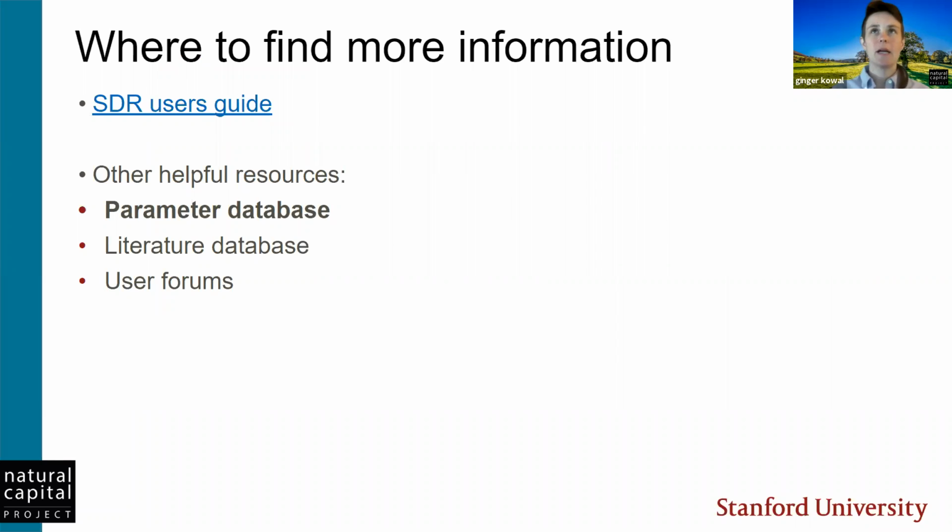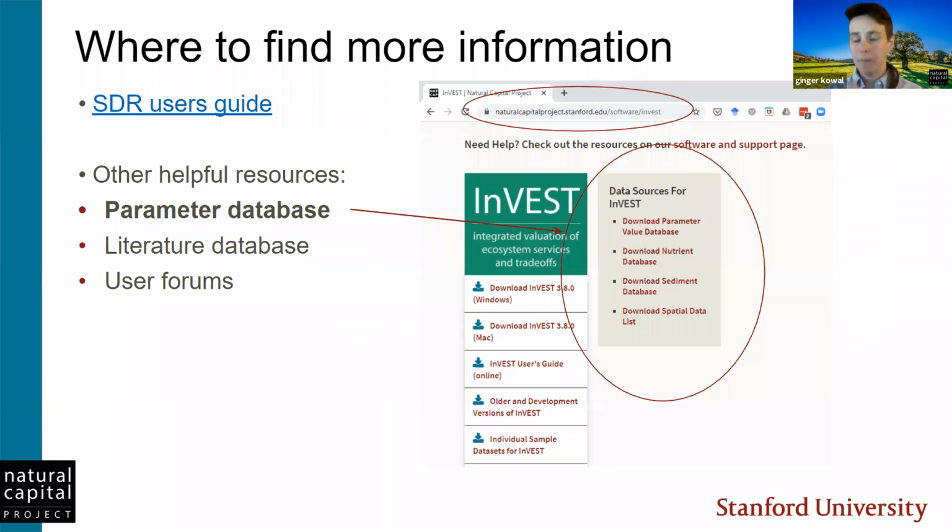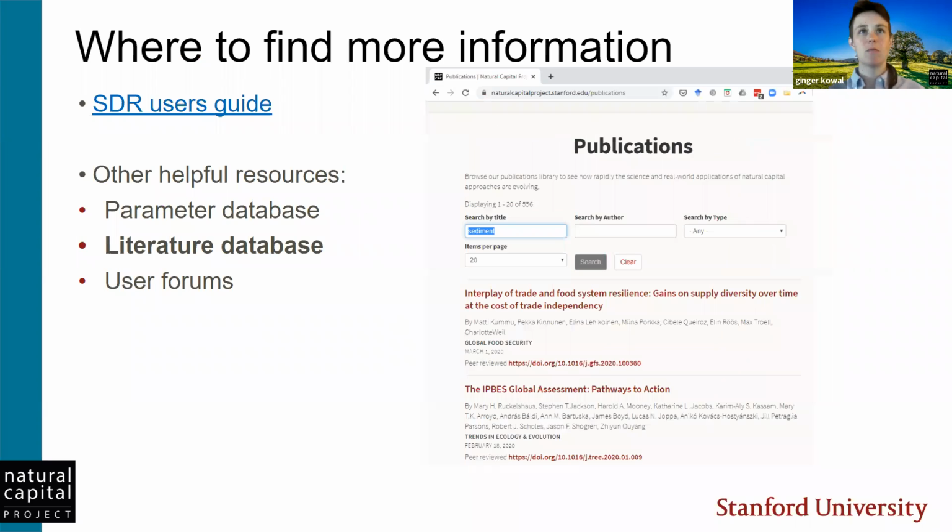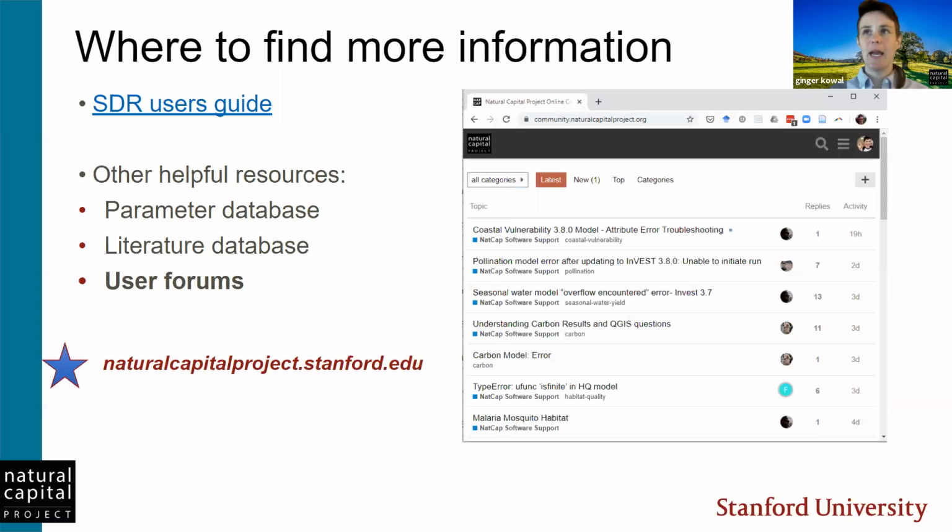I just want to highlight a couple of other places to find information. The user's guide is the first place to go. We also have some helpful resources on the website, such as a parameter database, and a literature database where you can look for peer-reviewed literature that used this model. And then again, as always, the user forums are a great place to find questions from other people and also to ask your own questions of our staff.